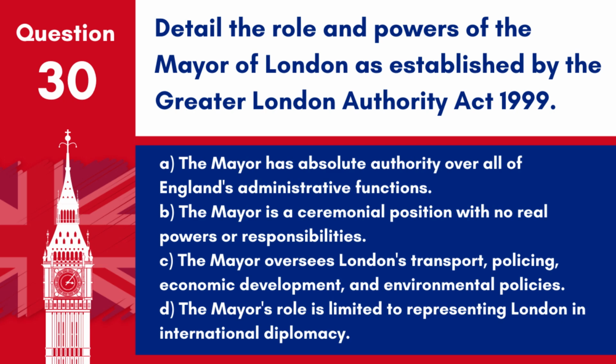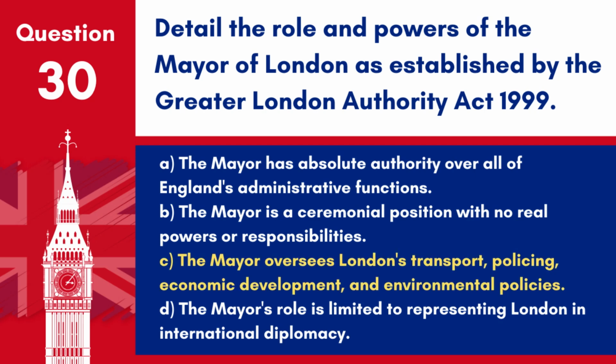Question 30. Detail the role and powers of the Mayor of London as established by the Greater London Authority Act 1999. A. The Mayor has absolute authority over all of England's administrative functions. B. The Mayor is a ceremonial position with no real powers or responsibilities. C. The Mayor oversees London's transport, policing, economic development, and environmental policies. D. The Mayor's role is limited to representing London in international diplomacy.